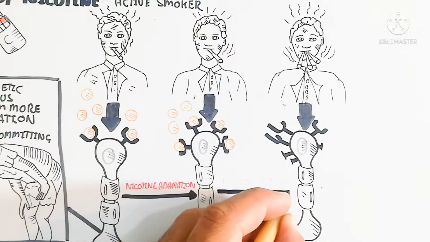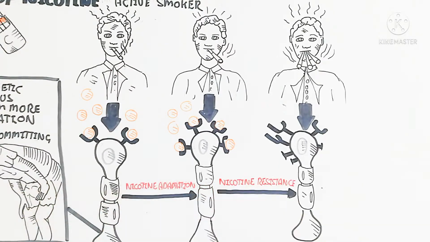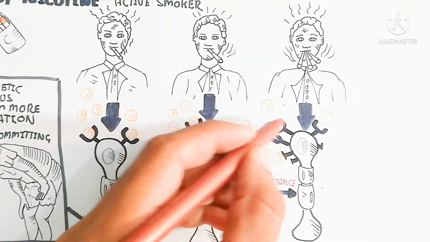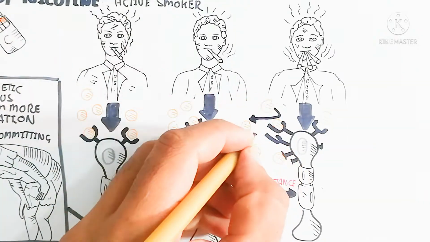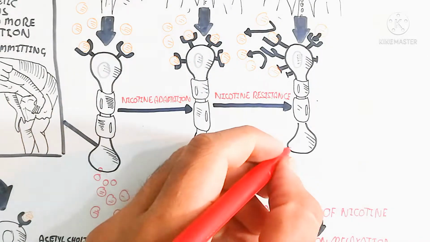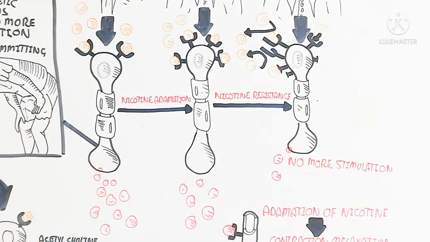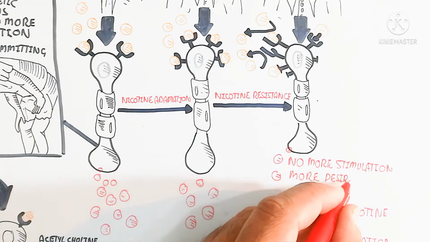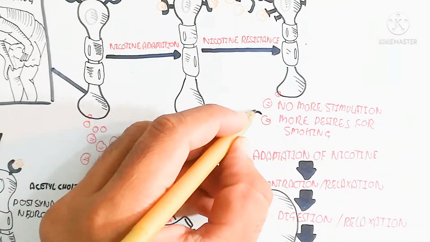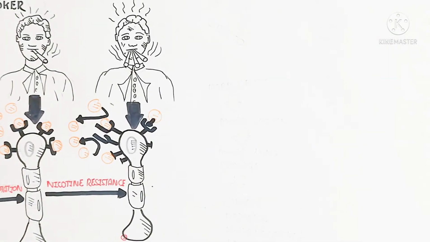In this way, the chain smoker will have decreased nicotine receptors due to nicotine resistance. So this is known as damage to the nicotine receptor due to the excessive use of nicotine. Excessive use of nicotine will decrease the nicotine receptors, which will lead to an increase of nicotine in the blood. Chain smoking will increase the blood nicotine, so there is no more stimulation and more desire for smoking due to nicotine resistance, like insulin resistance.